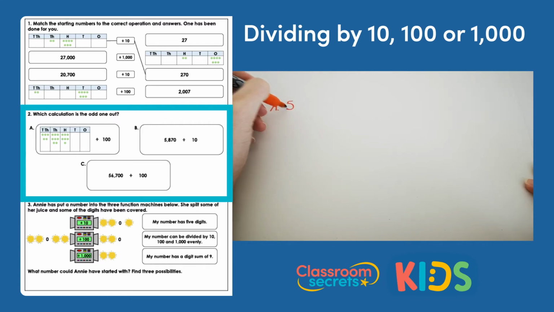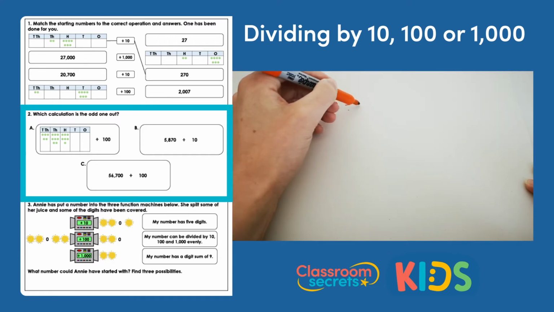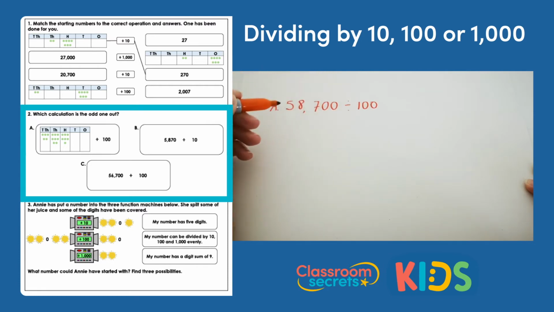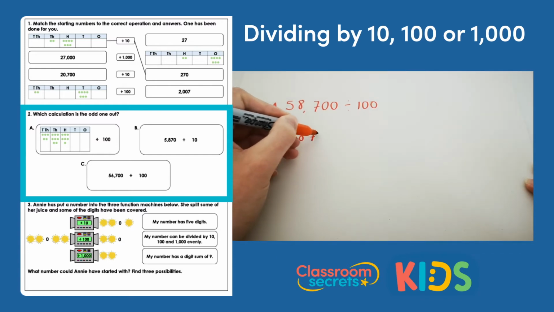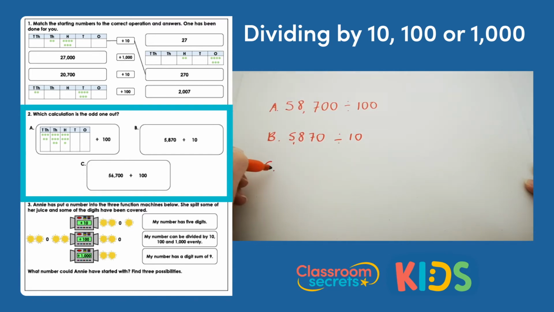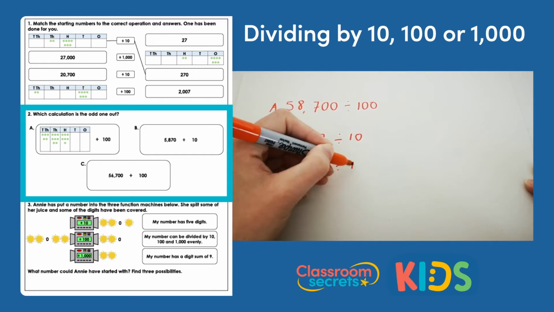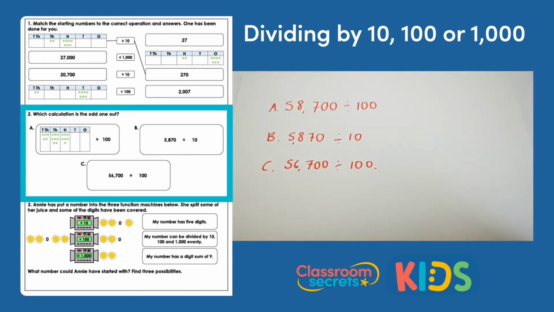So A is 58,700 divided by 100. B is 5,870 divided by 10, and C is 56,700 divided by 100.